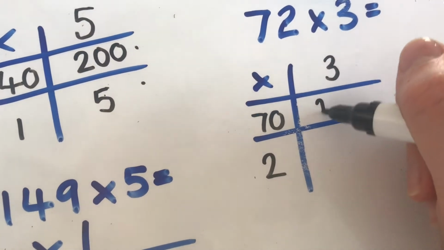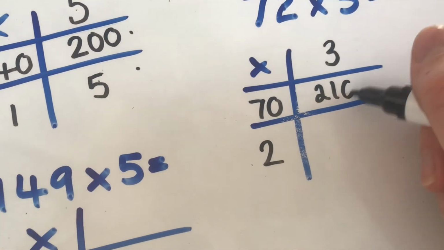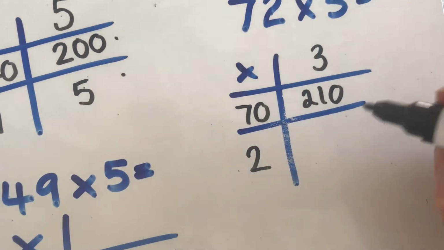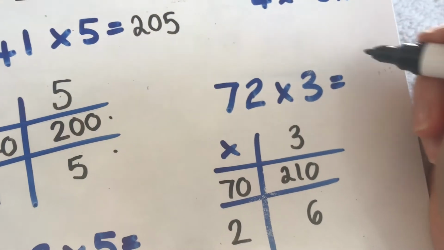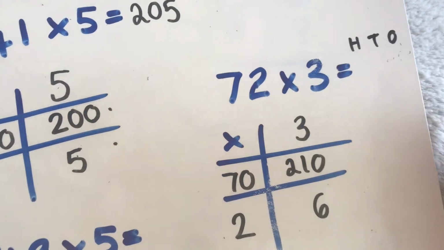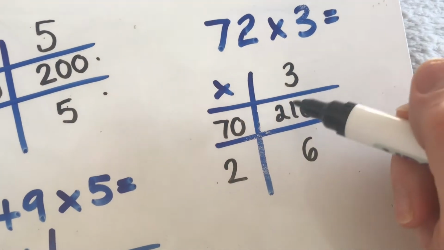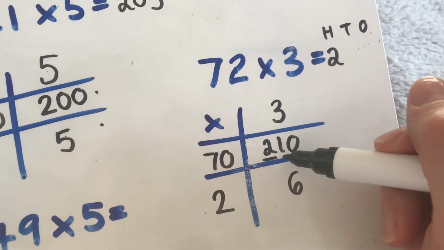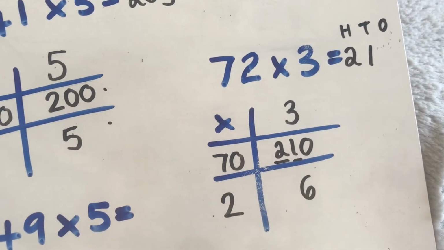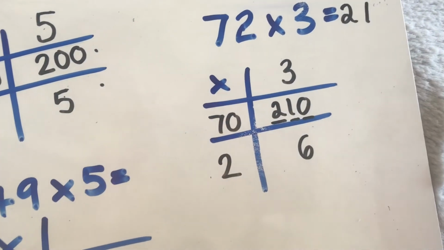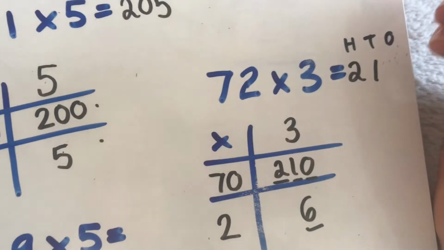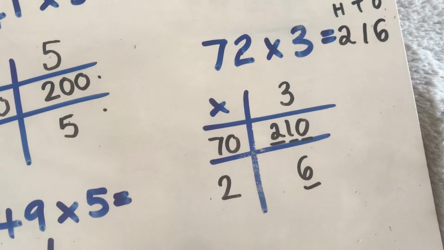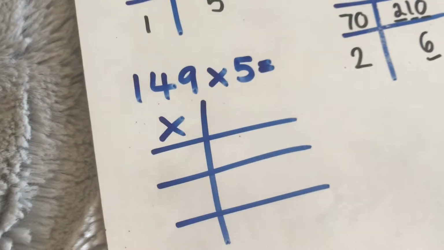7 times 3 is 21. Put your 0 back on, making the number 10 times bigger. 70 times 3 is 210. 2 times 3 is 6. What's our answer then? We've got hundreds, tens and ones. How many hundreds have we got? How many tens have we got? How many ones have we got? Well, we've got 0 ones there, but we have got 6 here. So the answer is 216.